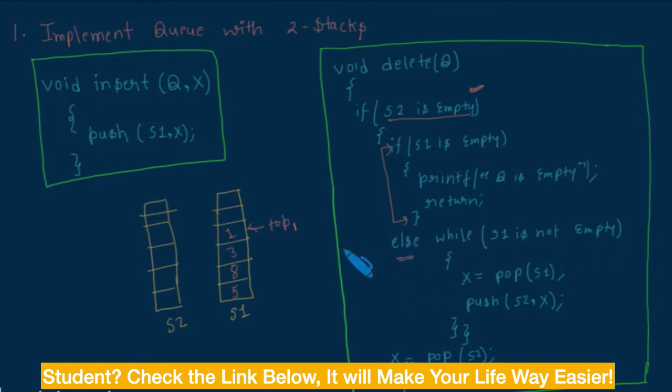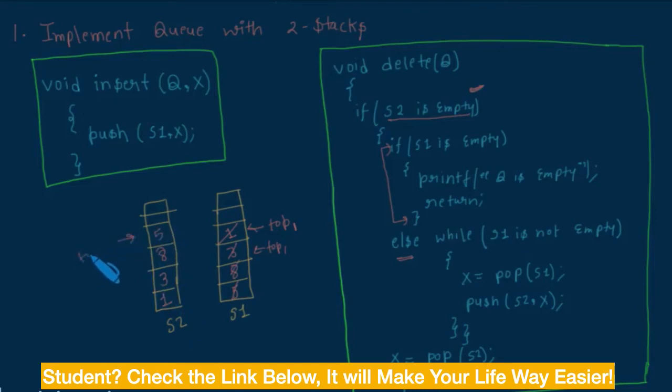While S1 is not empty, S1 has some elements, then we will pop the element from S1 and push those into S2. So we will pop 1 and we will push 1 in S2. We will pop 3 and your top 1 will be decrementing. Here your top 1 will be pointing to 3 and you will pop this 3 and push it in S2. Now your top will be 8. Now you will again pop 8 and push it in S2. Then you will delete 5 and push this in S2.